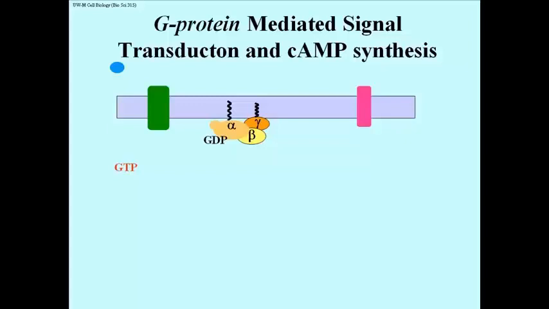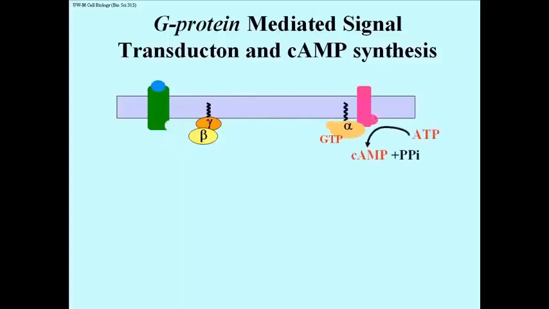moment, to GTP. When the signal molecule, here shown in blue, binds to the cell surface receptor, which is shown in green, the receptor changes shape and can bind to the G-protein. This binding causes an allosteric change in the G-protein, leading to GTP displacing the GDP. In turn, the GTP-bound alpha subunit dissociates from the rest of the G-protein.